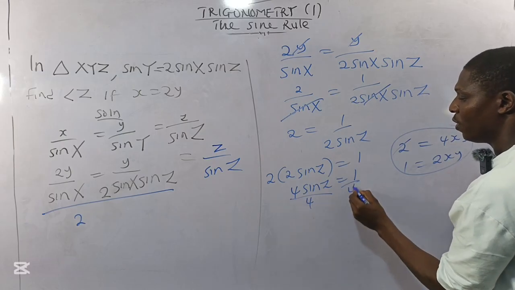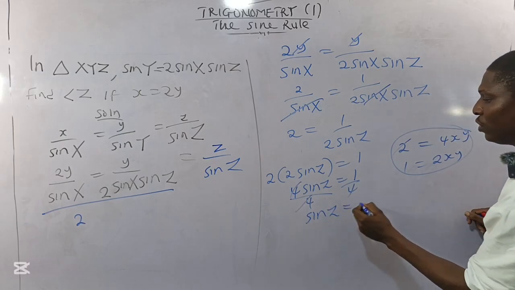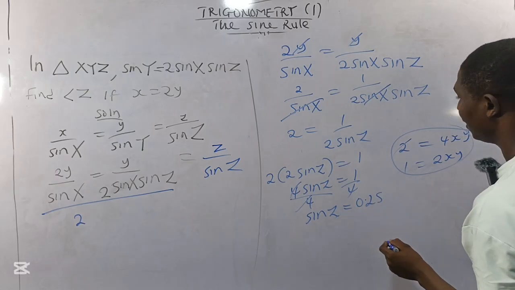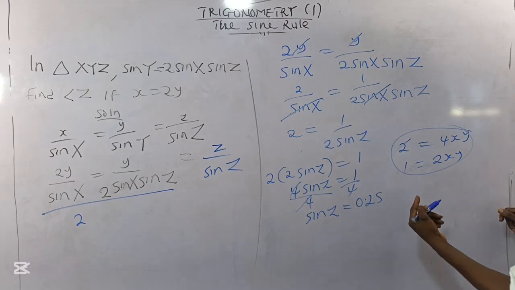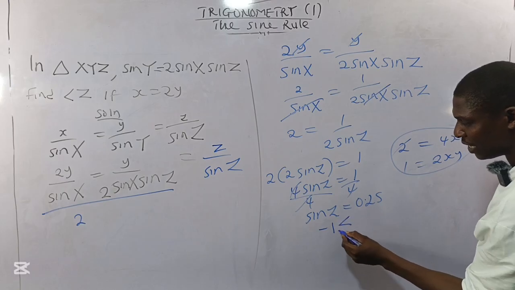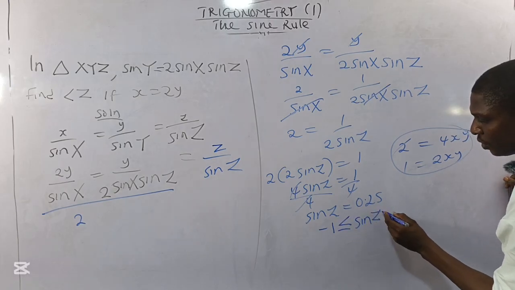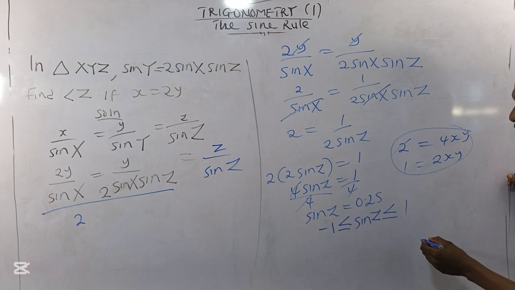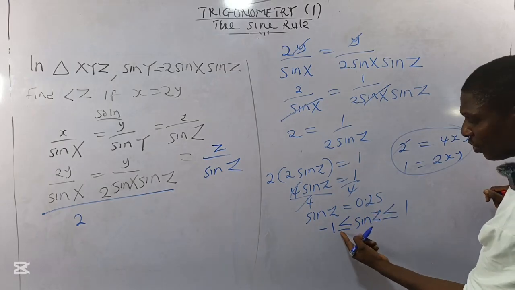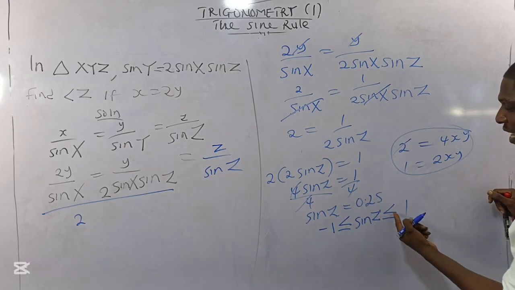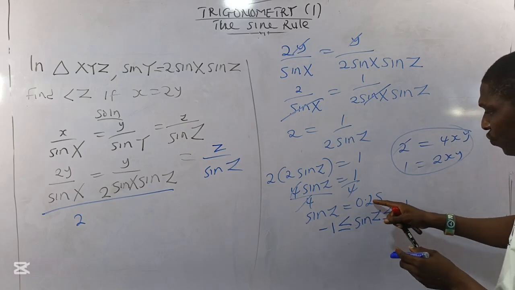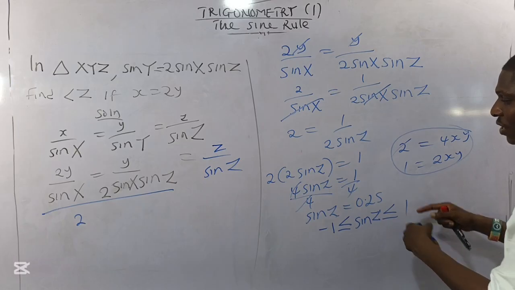If I divide through by 4, I will have sine what? Z to be equals to 1 divided will give me 0.25. And remember, for me to get the value of z, I must have a range of value of sine z to give me -1 to be less than or equal to sine z, which is less than or equal to 1. Meaning sine z must be greater than or equal to -1, and sine z must be less than or equal to 1 as well. Now if you check, sine z here is 0.25, which is greater than -1 but less than 1. So we are good to go.